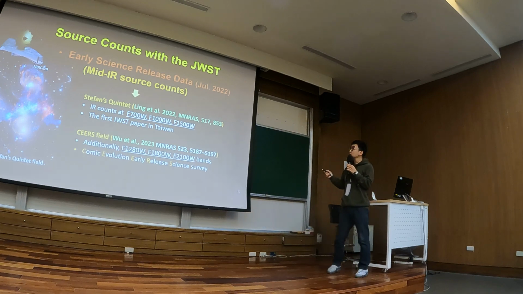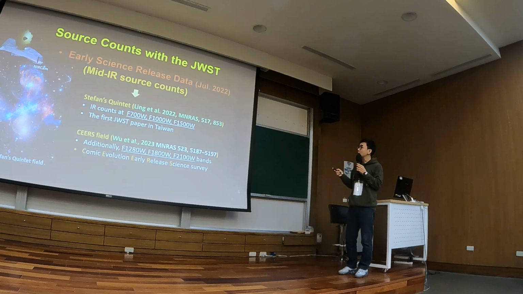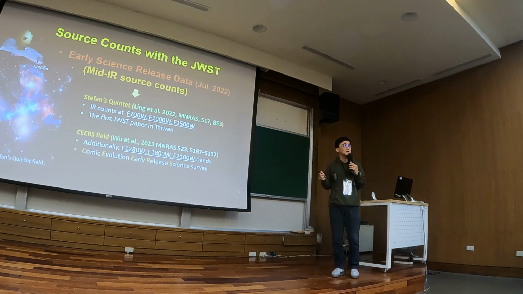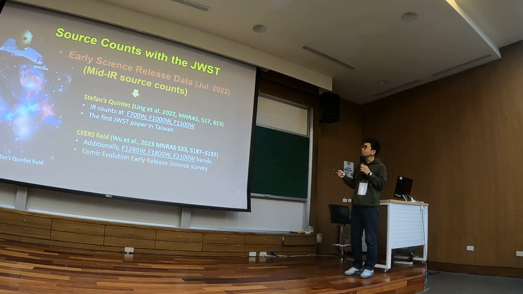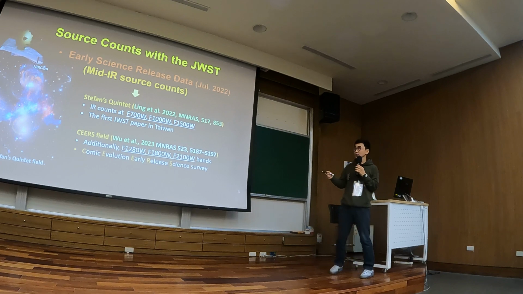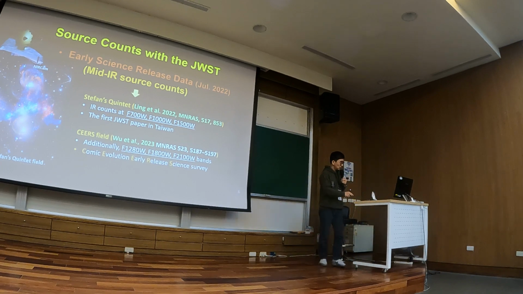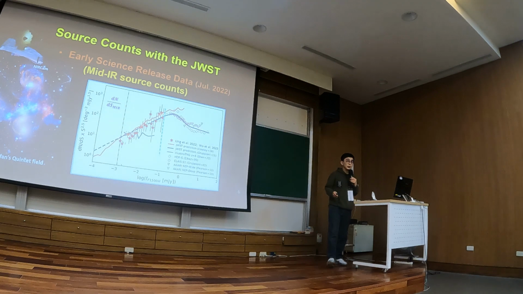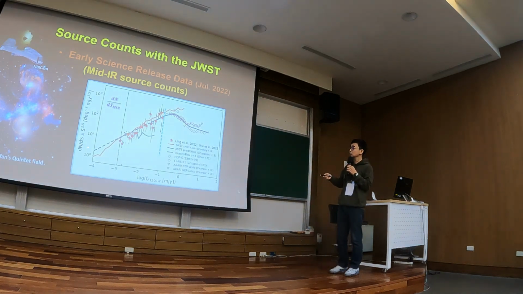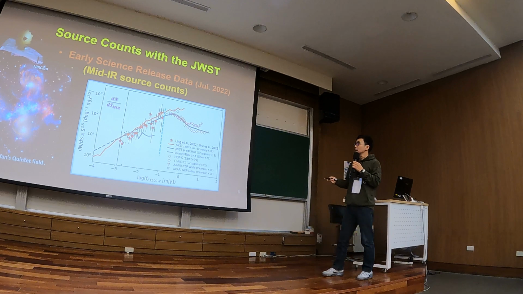Since the JWST data became available, our group tried to obtain the infrared source count using JWST data, especially 6 mid-infrared bands from 7 to 21 micron, using Stephan's Quintet field and Shear's field data. So we reported these source count results to MNRAS.